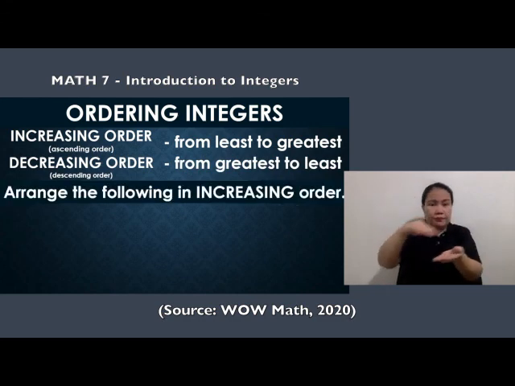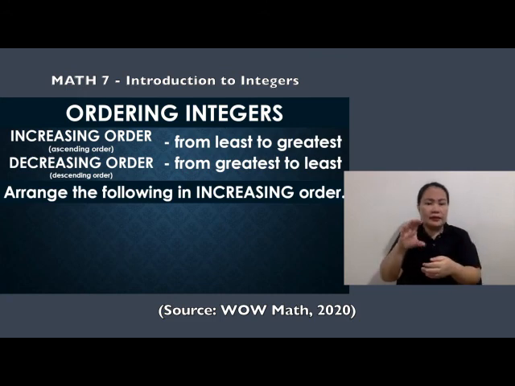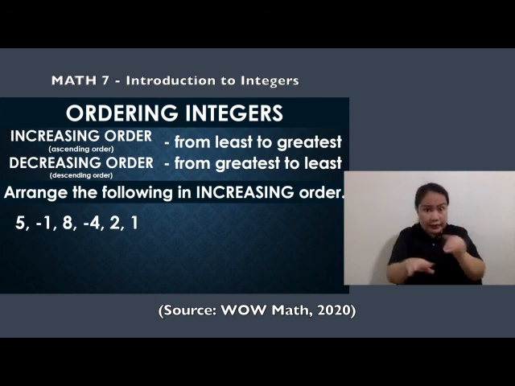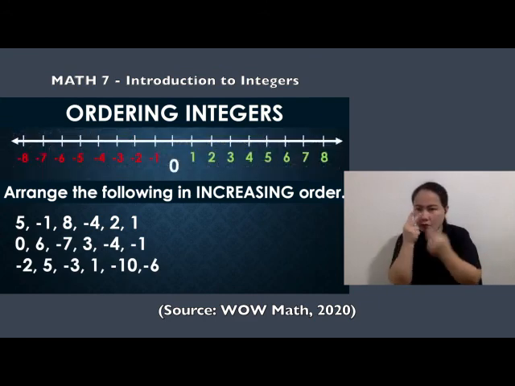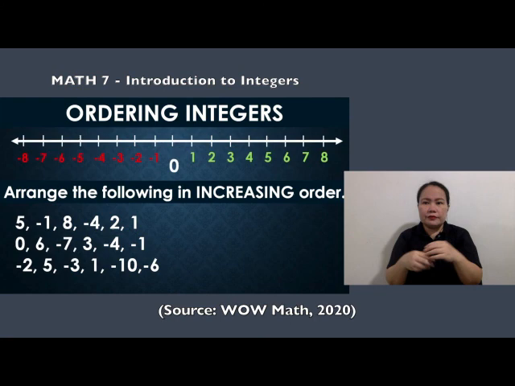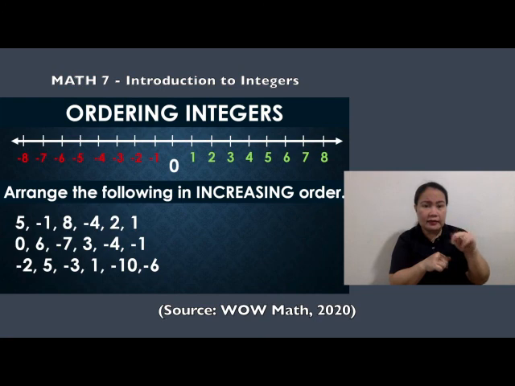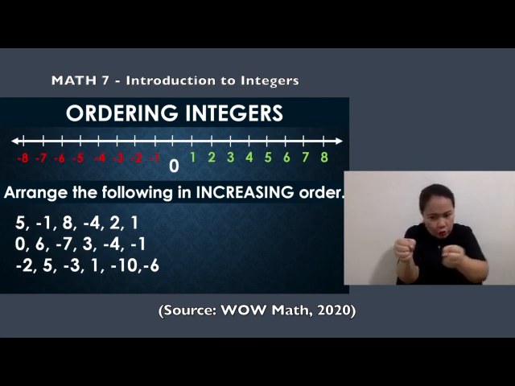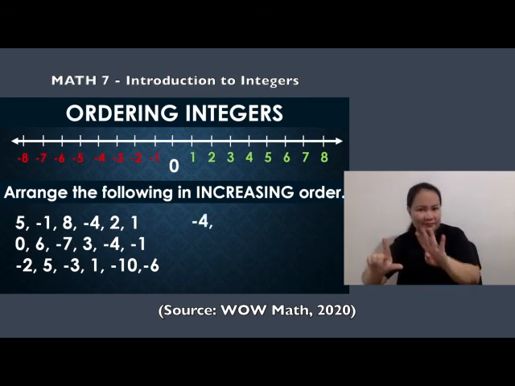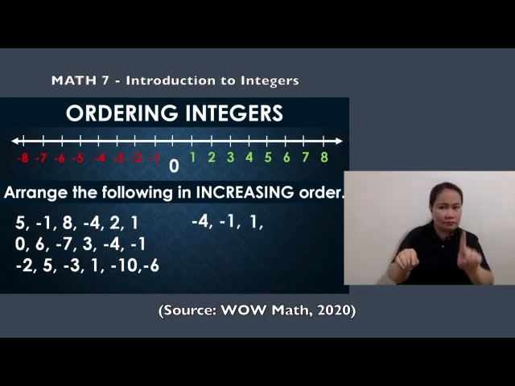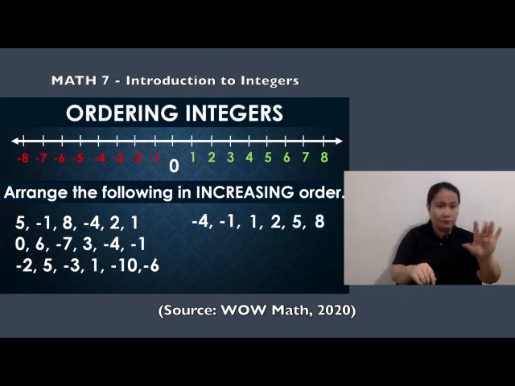Alright, so let us try to arrange the following in increasing order. So I have 5, negative 1, positive 8, negative 4, positive 2, and positive 1. Okay, so let us use the number line. So we will have, kung i-arrange natin siya in increasing order, simula sa mababa, pataas. So, ano ang pinakamababang value dito? So, una, syempre, si negative 4 kasi siya ang nasa pinakakaliwa. And then, sumunod si negative 1, followed by positive 1, positive 2, positive 5, and positive 8.